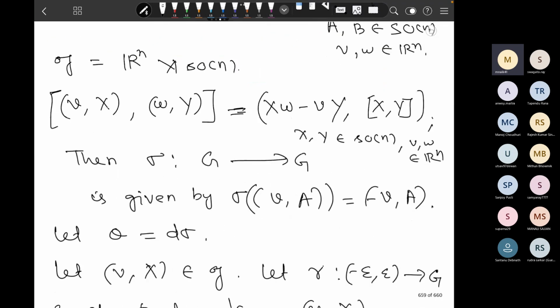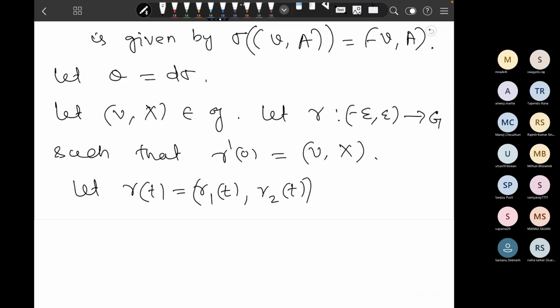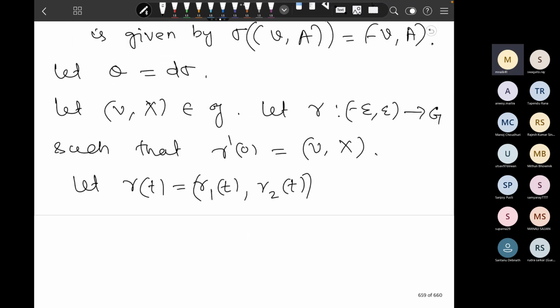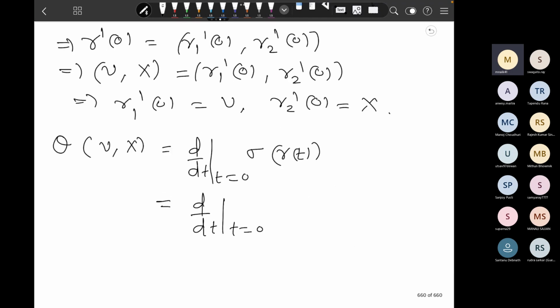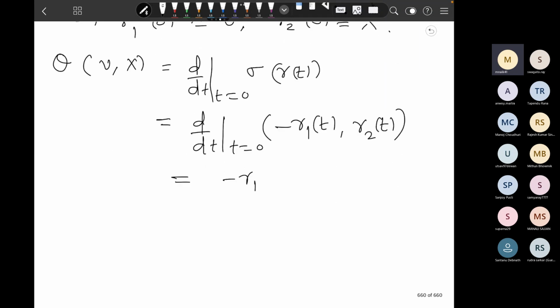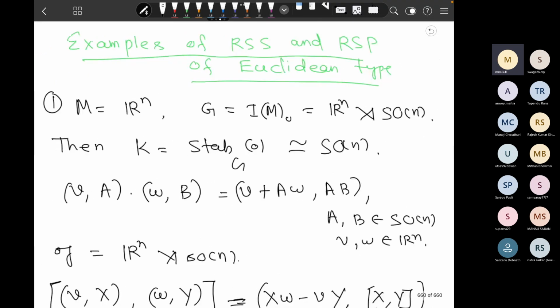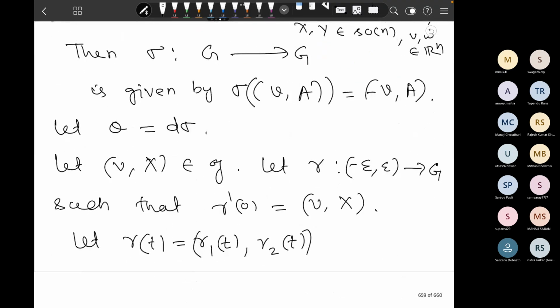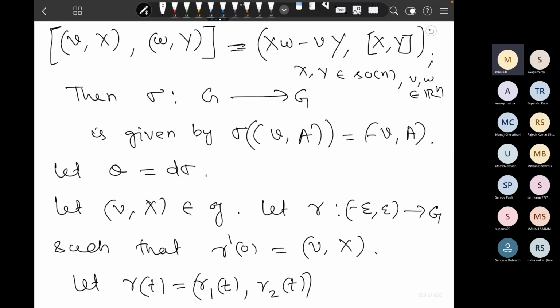Since gamma(t) is really your gamma 1(t) and gamma 2(t), that will give you minus gamma 1(t), gamma 2(t), right? So this is really minus (gamma 1 prime 0, gamma 2 prime 0). This is really minus (V, x). You can also avoid this calculation. Just observe that this extends to some linear map on a higher dimensional manifold, which is a vector space. So you can do that.